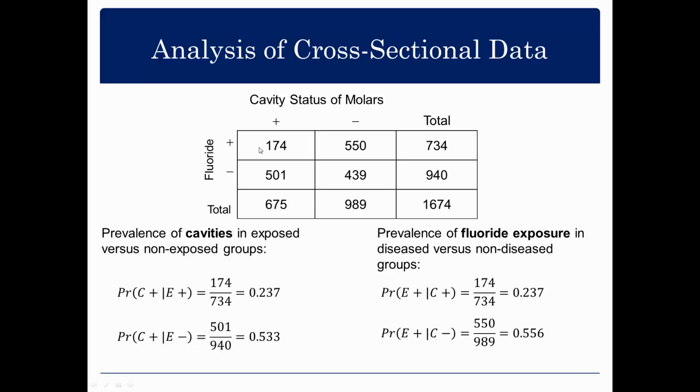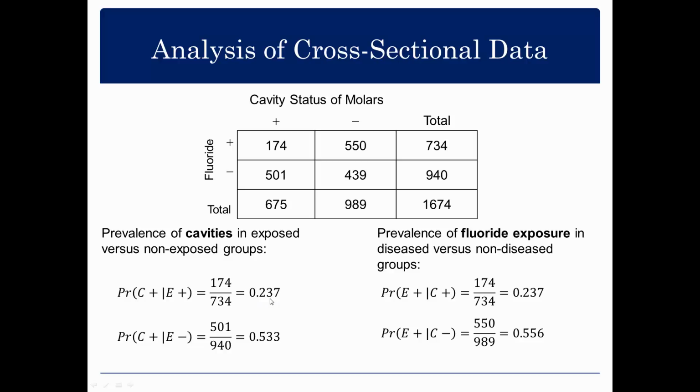So the exposure is right here. There were 734 children in our study who were exposed to fluoride through the drinking water. So that's the denominator. What proportion of them ended up on clinical examination having a cavity? And that's the 174. Here's their cavity status. So taking that and dividing tells us that the probability or the proportion of children with cavities who were exposed to fluoride in the drinking water is about 23.7%.